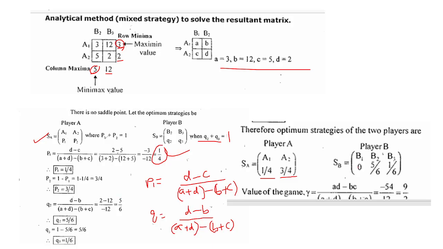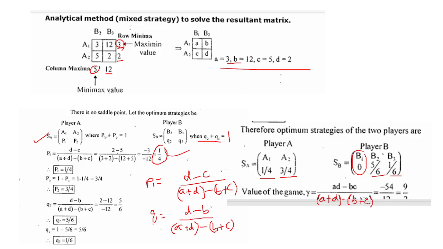For the other one, B is not there, so it is 0, 5, 6. The value of the game is now AD, that is, A into D minus B into C divided by A plus D minus B plus C.